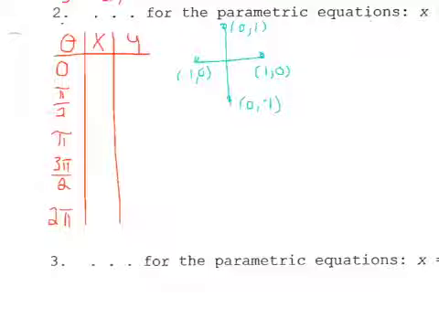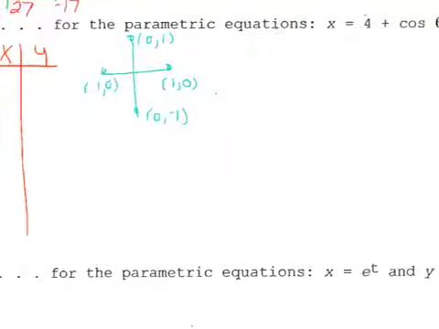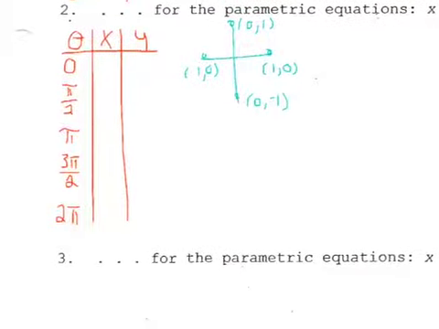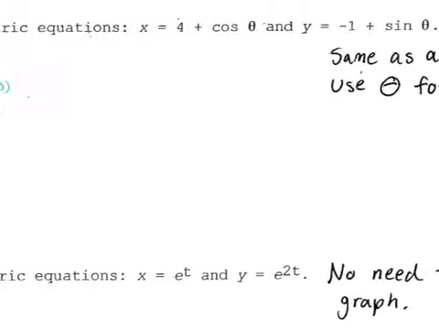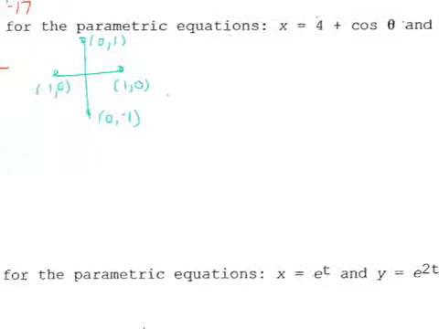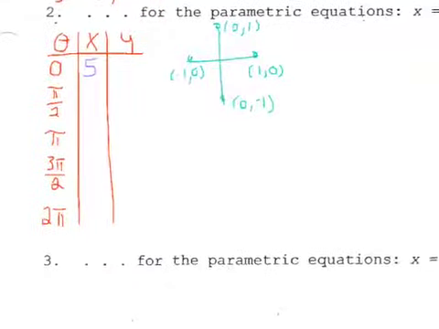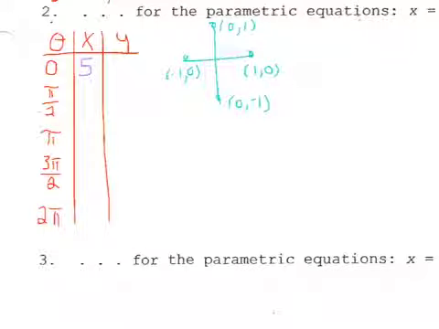So if we have 4 plus the cosine of 0, the cosine of 0 is 1, and 4 plus 1 is 5. So I'm going to get a 5 for my x value. And for y, we have negative 1 plus the sine of 0. So the sine of 0 is 0. So that'll just be a negative 1.